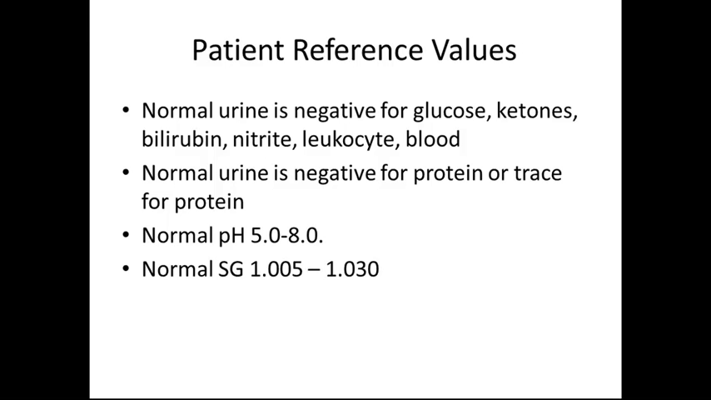Patient reference values: normal urine is negative for glucose, ketones, bilirubin, nitrites, leukocytes, and blood. Normal urine is negative for protein. Sometimes there can be a trace of protein, and that is okay, but anything beyond that is not. Normal pH is 5.0 to 8.0, with the average being around 6.0, so a little bit acidic, and that is to help deter pathogenic microorganisms from entering the urinary tract.